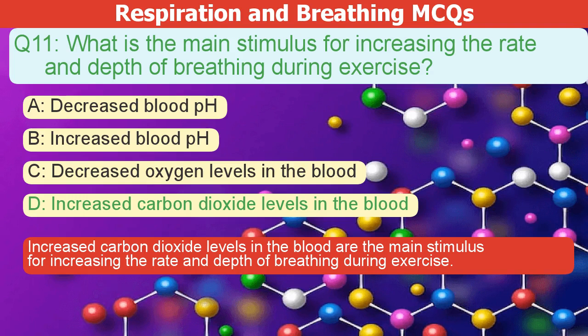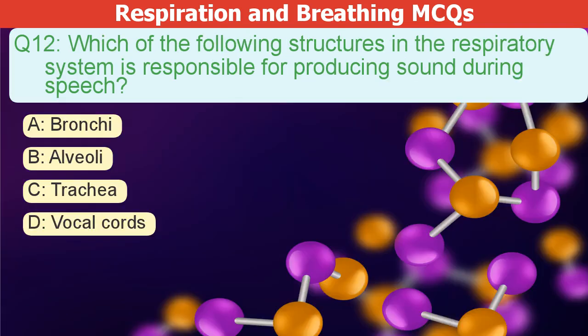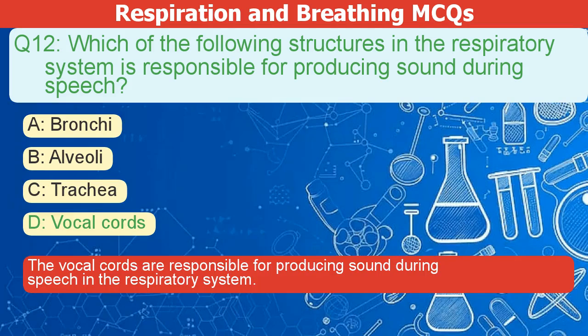Which of the following structures in the respiratory system is responsible for producing sound during speech? A. Bronchi. B. Alveoli. C. Trachea. D. Vocal cords. The correct answer is D. The vocal cords are responsible for producing sound during speech in the respiratory system.